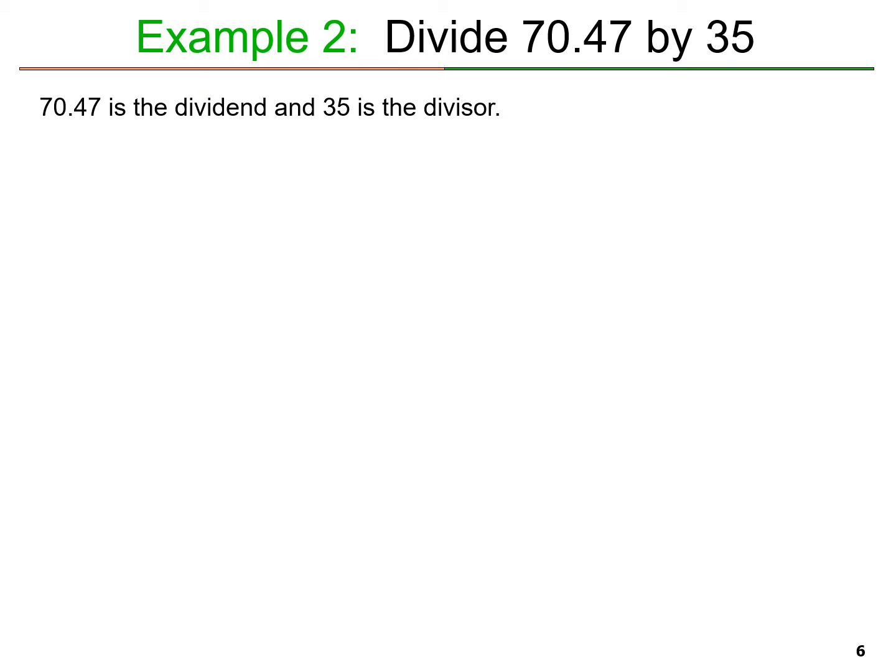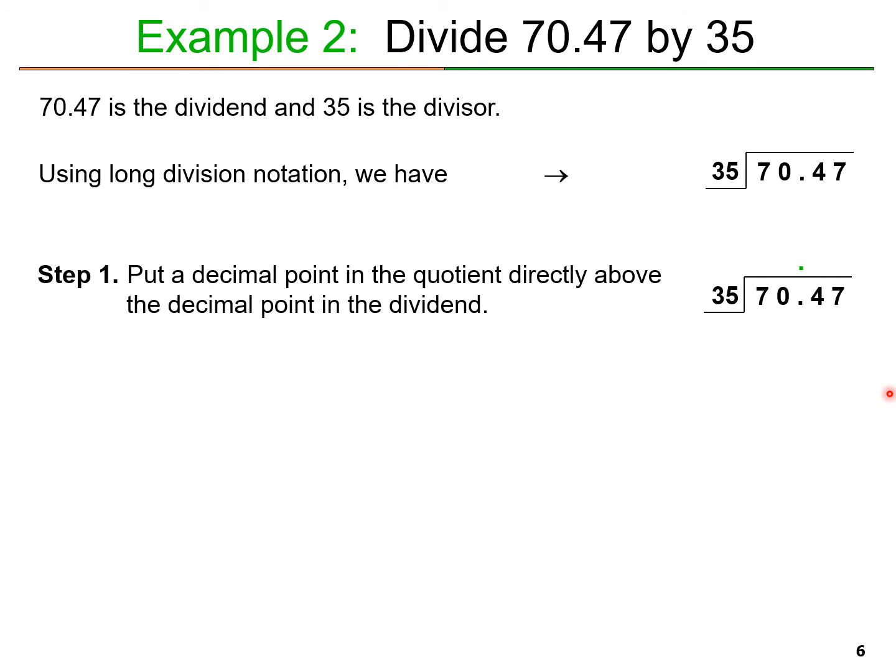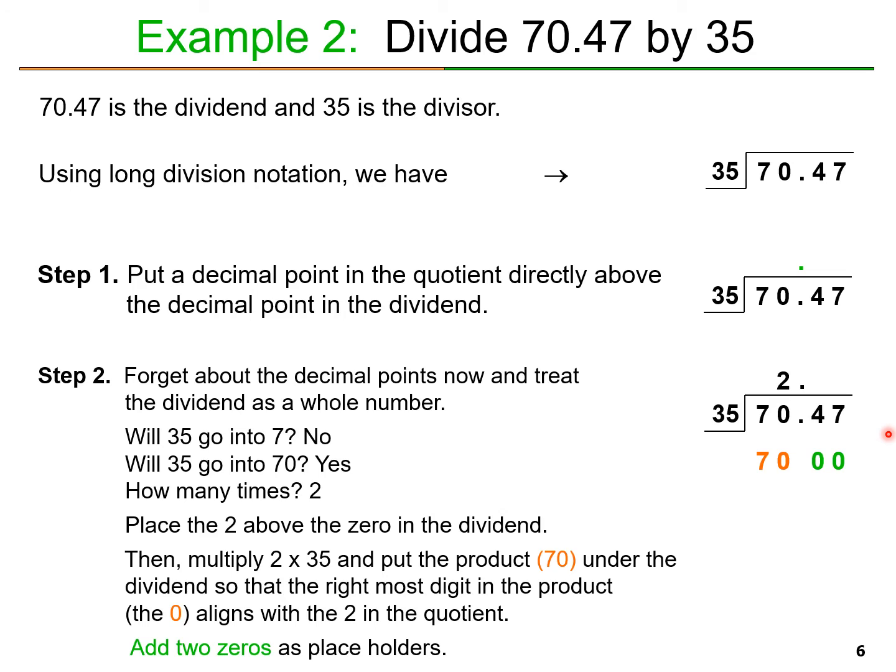In example 2, let's divide 70.47 by 35. 70.47 is the dividend, 35 is the divisor. This is what the problem looks like in long division notation. Step 1, put your decimal point in the quotient above the decimal point in the dividend. Step 2, forget about the decimal points and treat the dividend as a whole number. So at this point, just imagine that we are dividing 7,047 by 35.